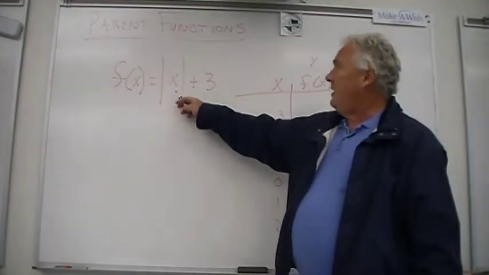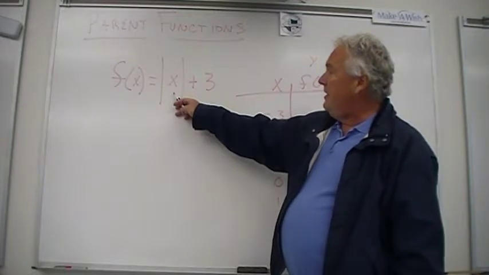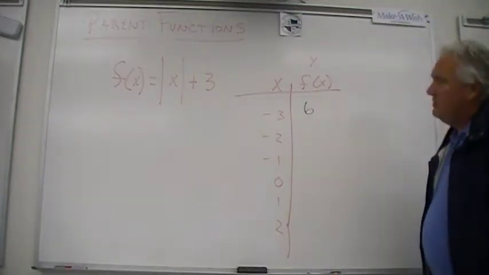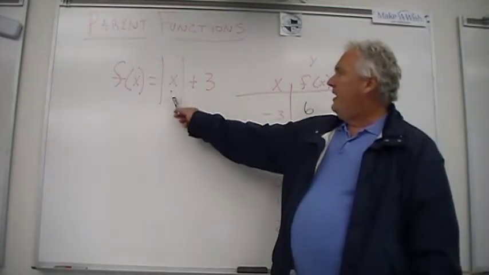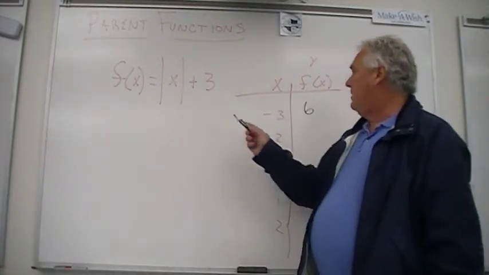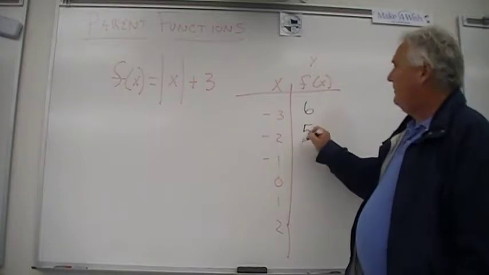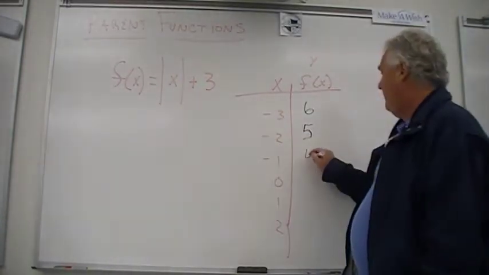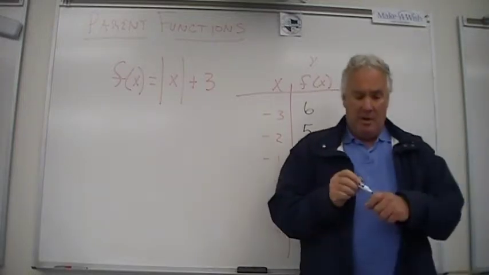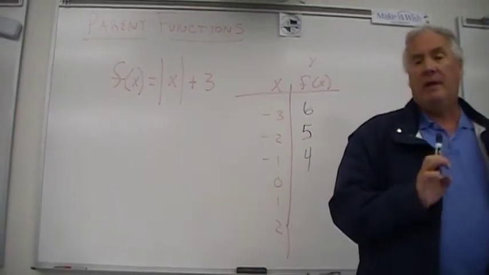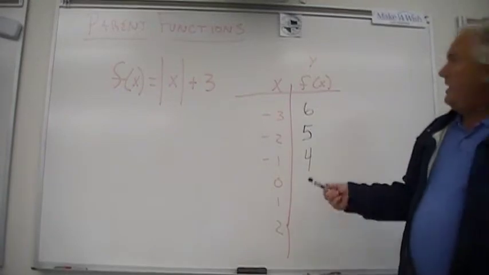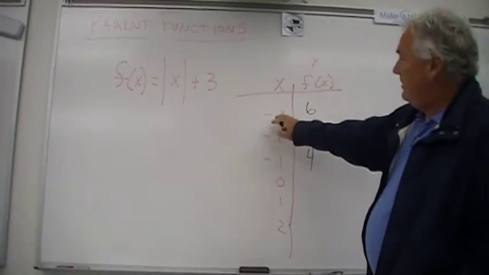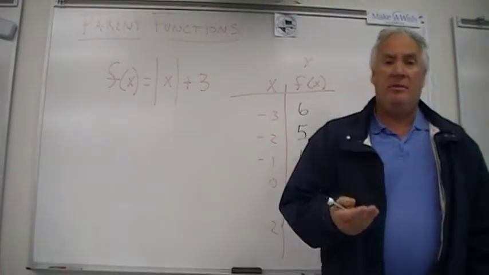So -3, the absolute value of -3 is 3. 3 plus 3 is 6. Absolute value of -2 is 2. 2 plus 3 is 5. -1 is 1. 1 plus 3 is 4, and so on. So the work itself really isn't very difficult. It's getting you some practice of doing 7 tables. So really all you're doing is taking this, plugging it in, and doing the math.